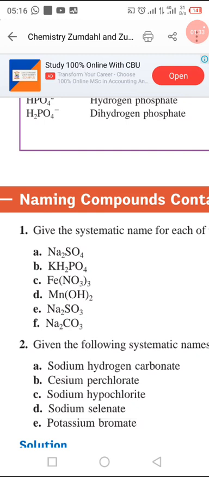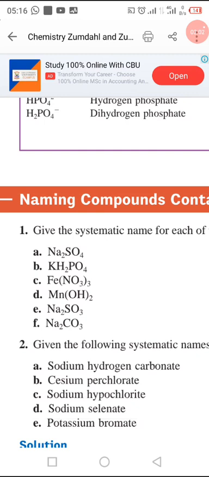One thing that has to come to your mind is this. Sodium sulfate is Na2SO4. I'll explain later, when the compound involves a transitional metal. So that is sodium sulfate. You just have to write the name, the systematic name, that's all.